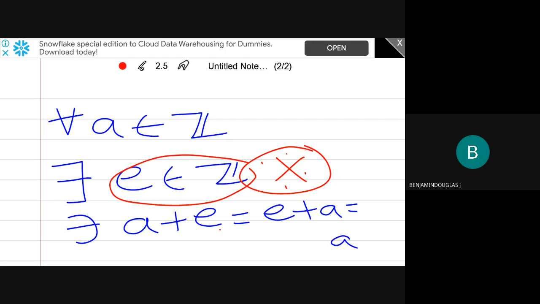We'll explain why we concentrate on these four axioms: closure, associative, identity, and inverse. I will explain in the next class.